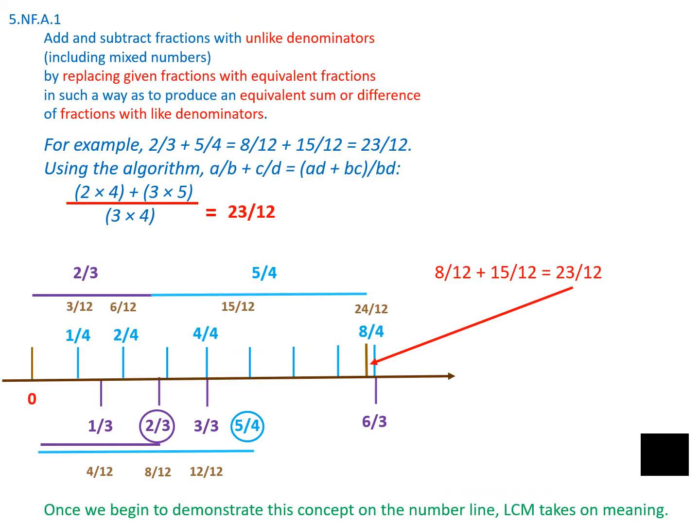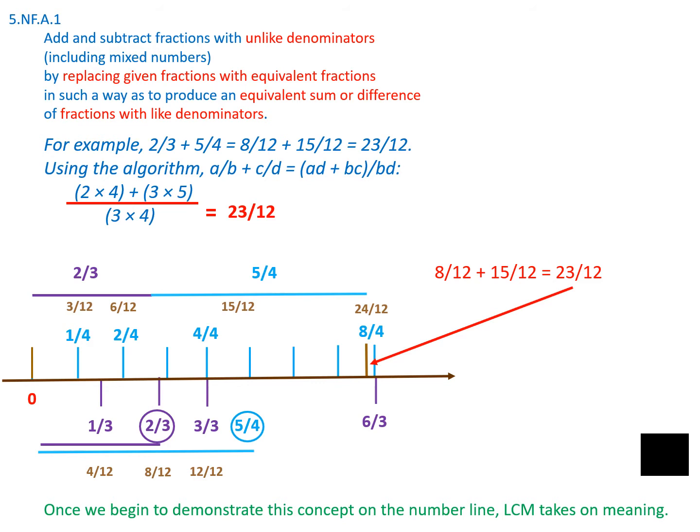In this slide, we model the example given in the standards in a number line model. We find the lengths of the segments 2/3 and 5/4 and join them together to find our sum of 23/12. We see that the denominator of the sum is 12. Using the algorithm, we come to the same conclusion.